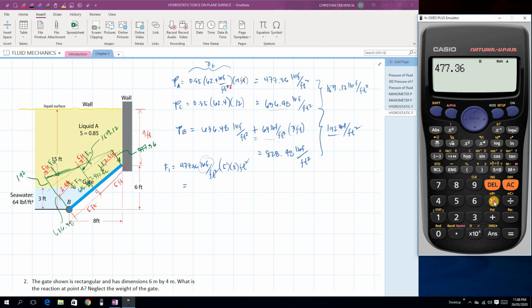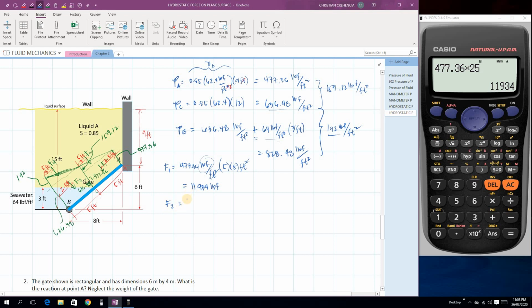477.36 multiplied by 25. Okay. So we have 11934 pound force.